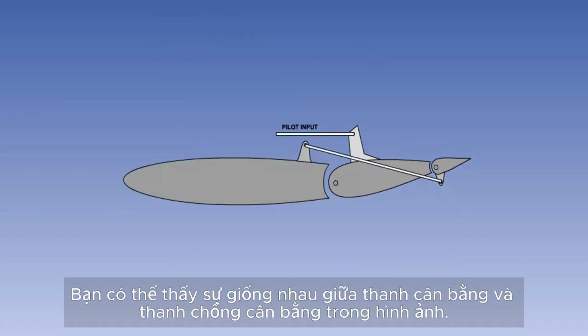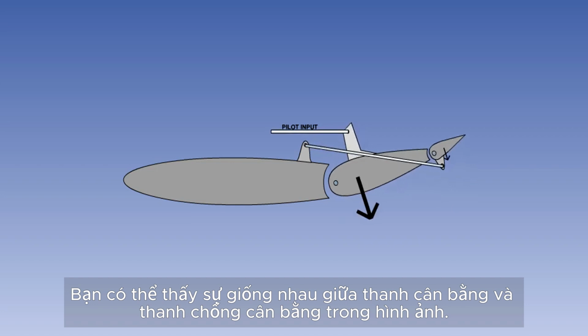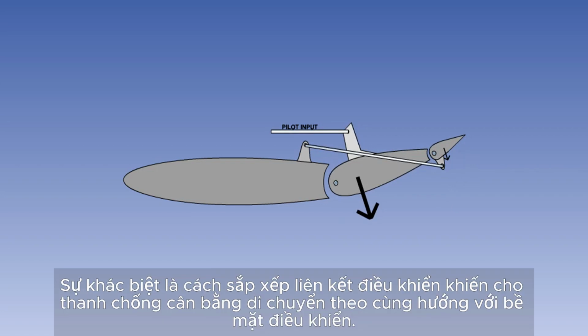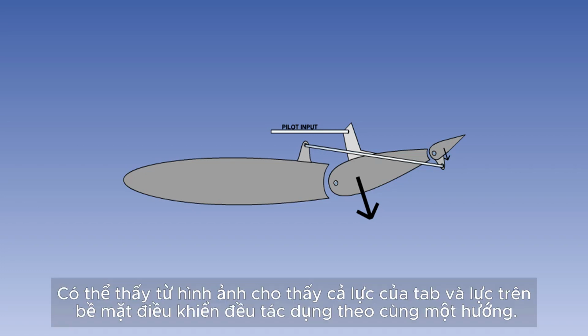You can see from the graphic the similarity between a balance and an anti-balance tab. The difference is that the arrangement of the control linkage causes the anti-balance tab to move in the same direction as the control surface. It can be seen from the graphic that both the tab and the control surface force act in the same direction.